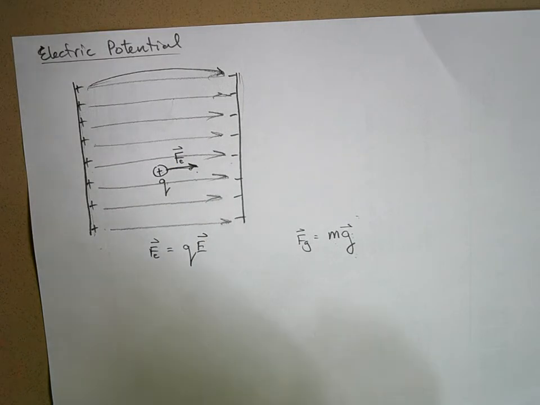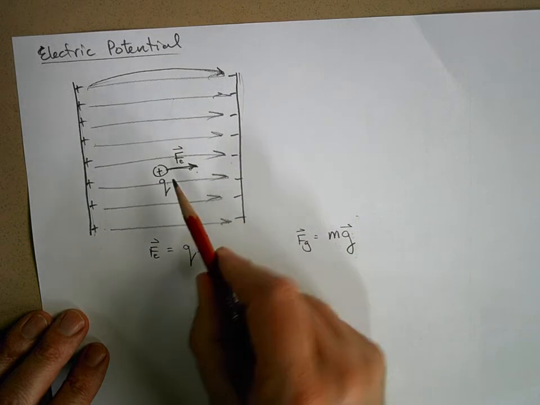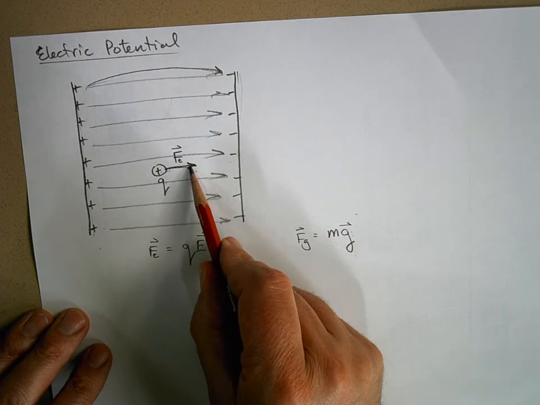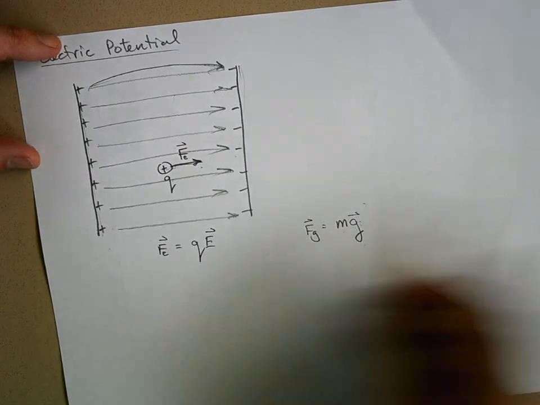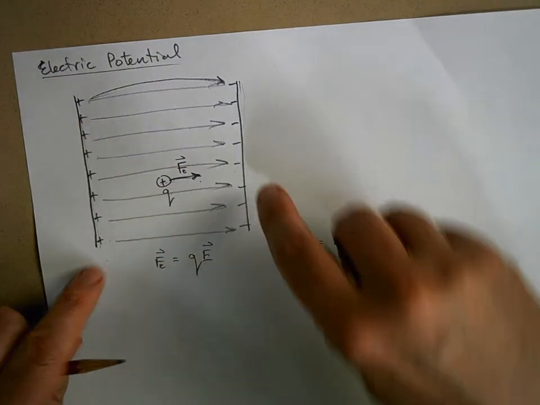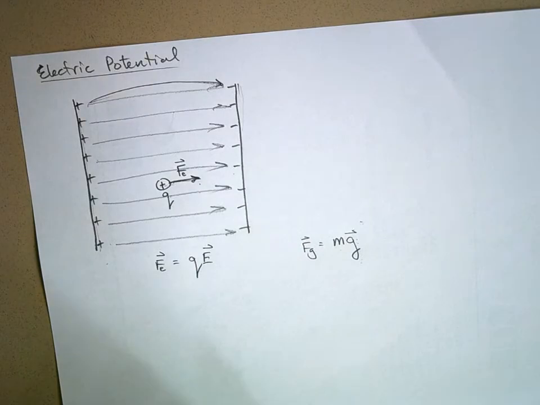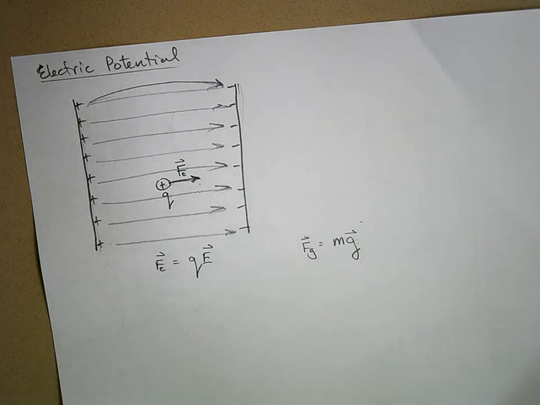Let's ignore gravity for this analysis. Well, it's going to feel this electric force, and it's going to be free to move, and it's going to go boom. It's going to shoot off to the right and try to hit this plate over here. It's going to give the object kinetic energy.